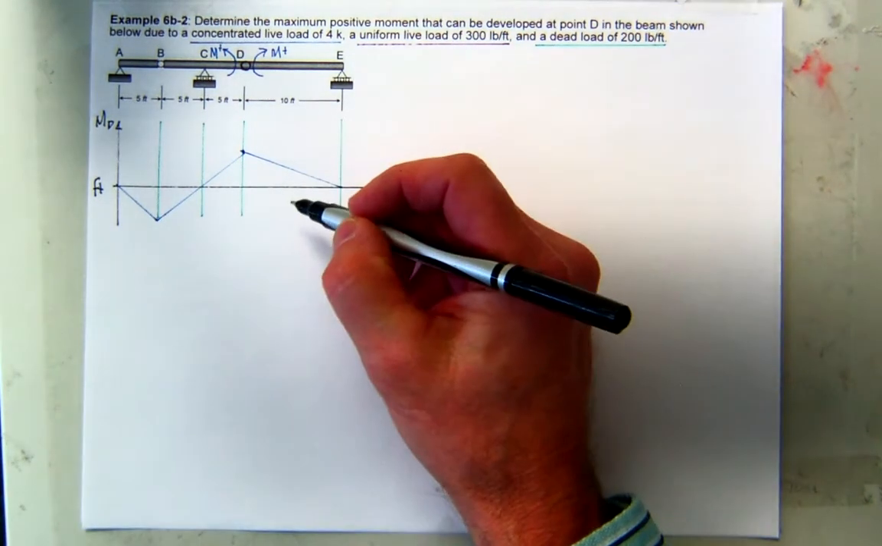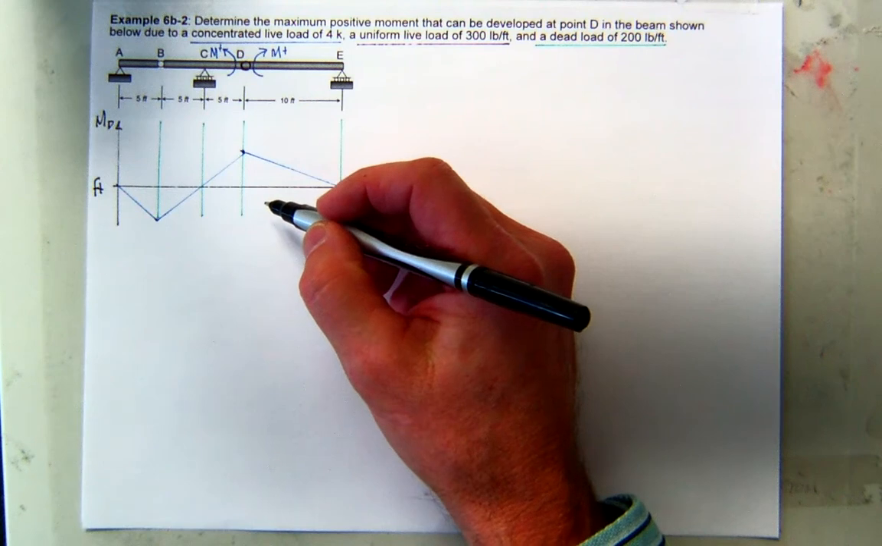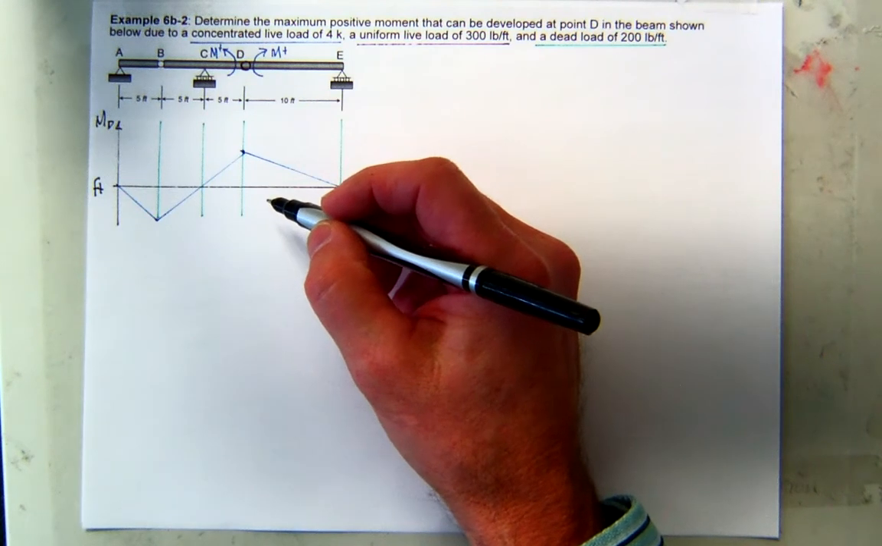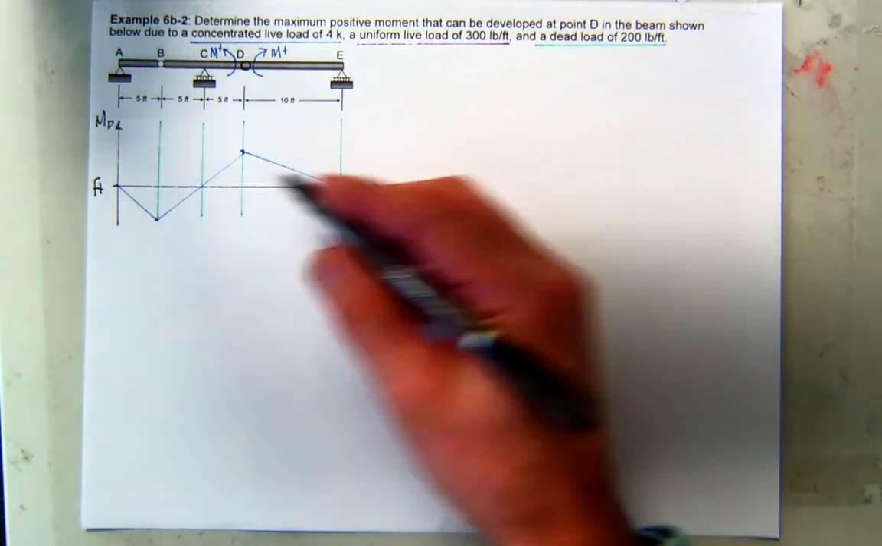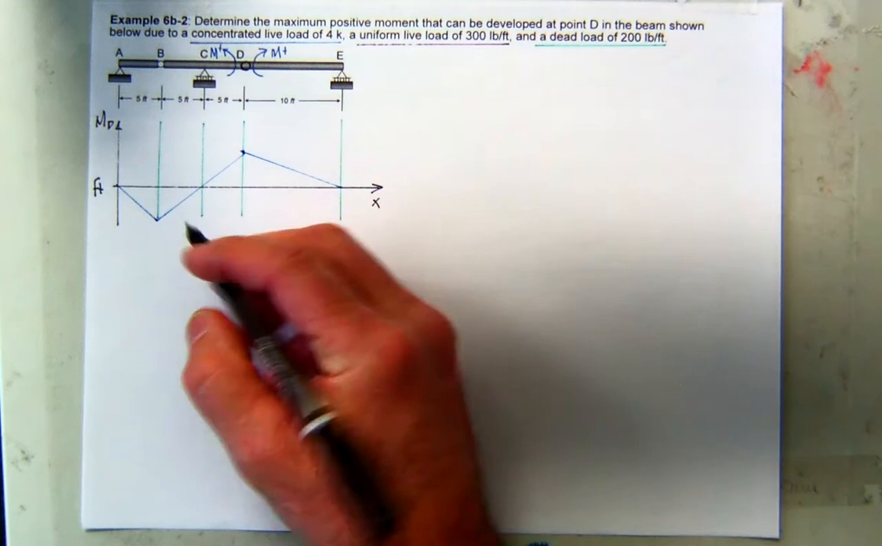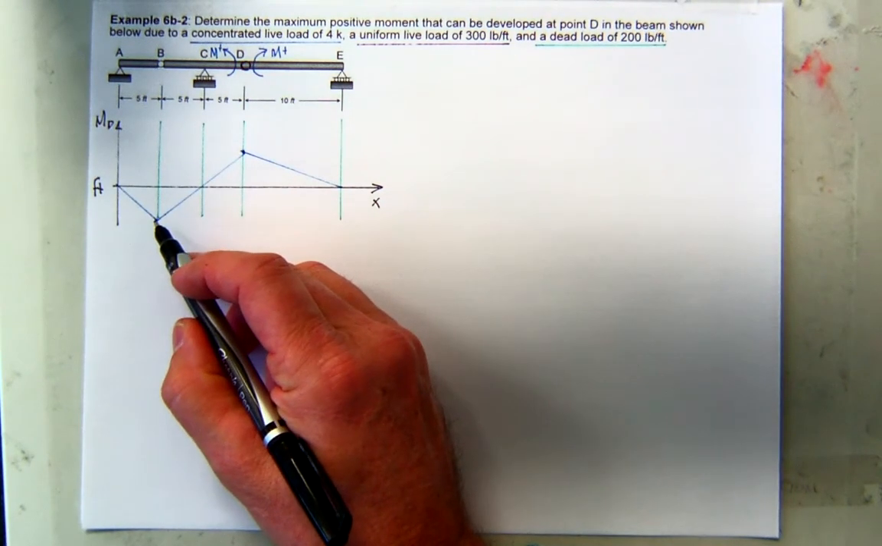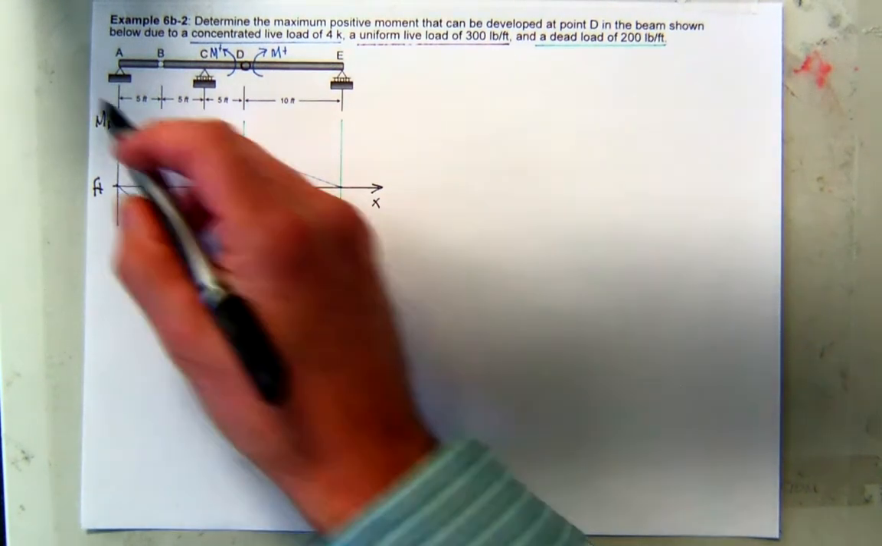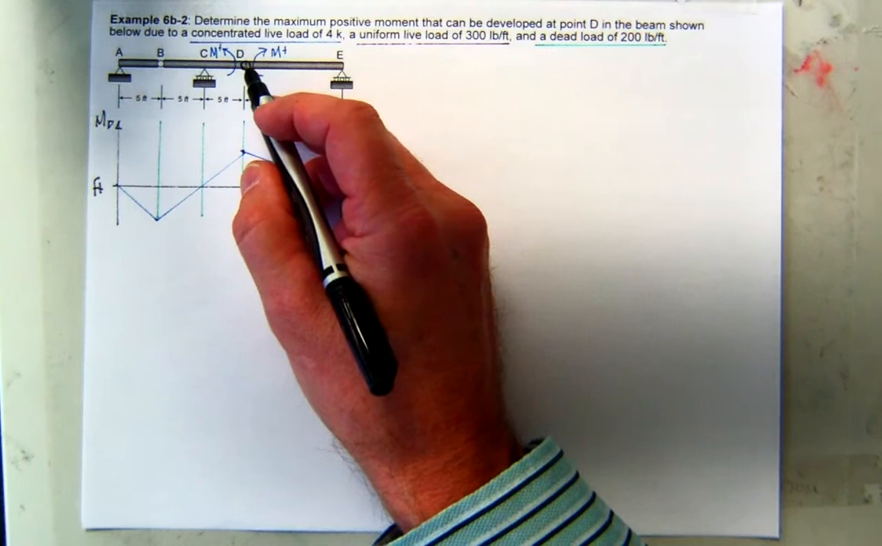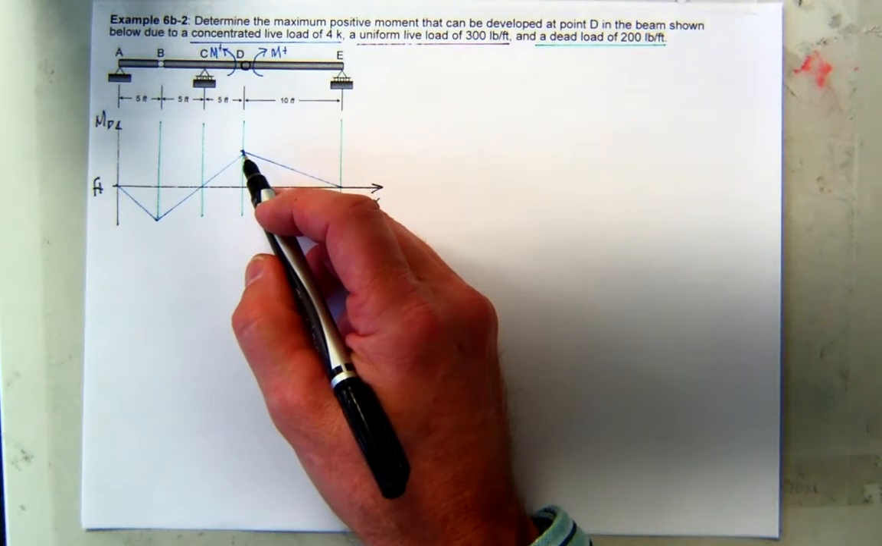So the two obvious points that would be easiest to find the moment for, remember this is the uniform load position X, we could either put it here at B and find this value, or we could slide it over to D and find this value. I don't see a real big difference.